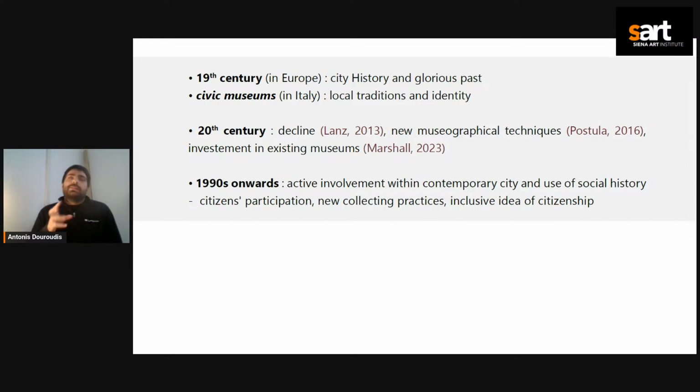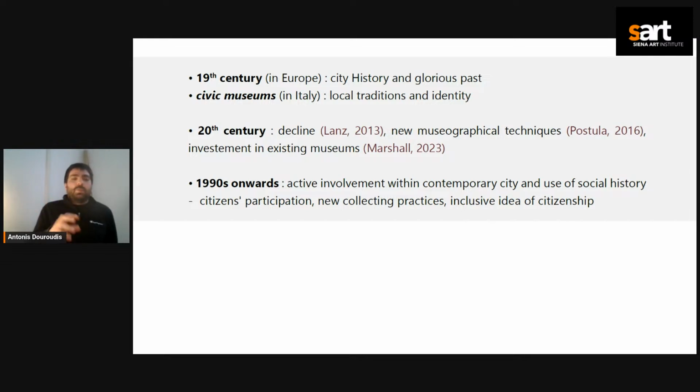The slightly different character of the civic museums is that they were trying to point out local traditions and the identity of the city. During the 20th century, there are different opinions by scholars regarding what was happening with city museums. For Lanz, it was a period in which they were an outdated type of museum and not really relevant anymore. For Postula, although they were profiting by new museographical techniques of the time, new technologies, new ways of presenting their collections, they were still uncritically using the old city history type of the previous century.